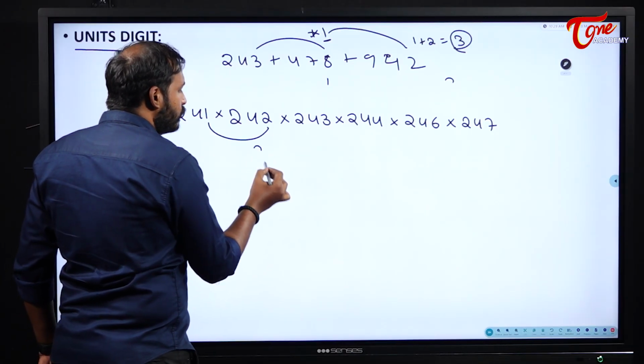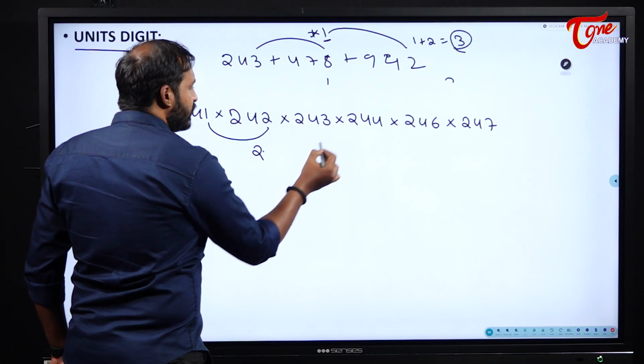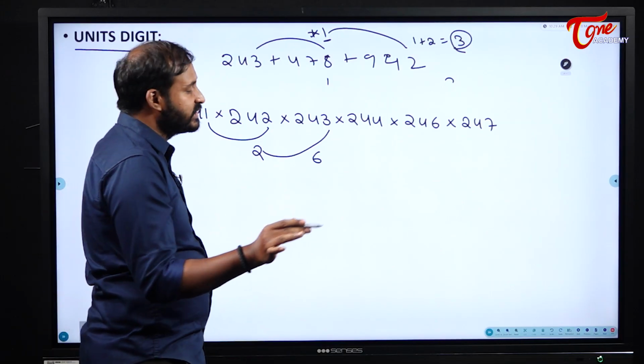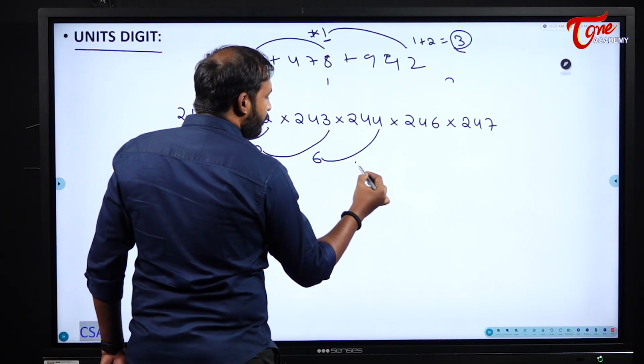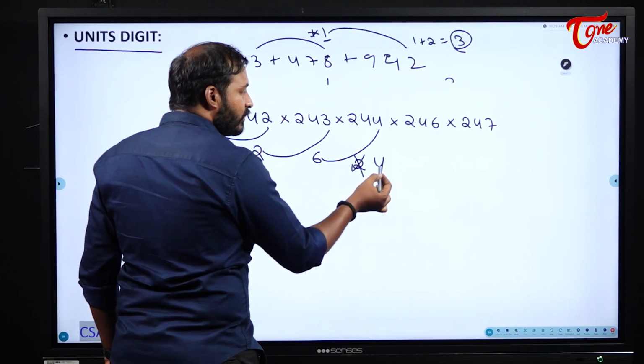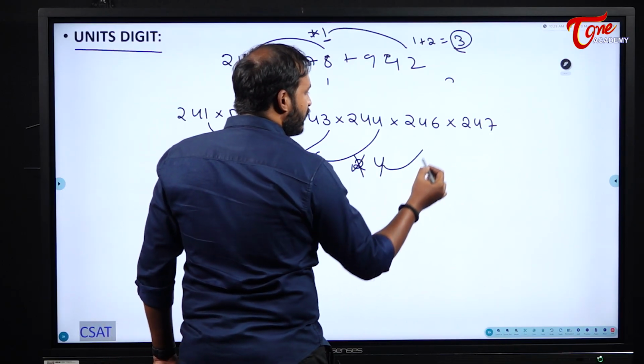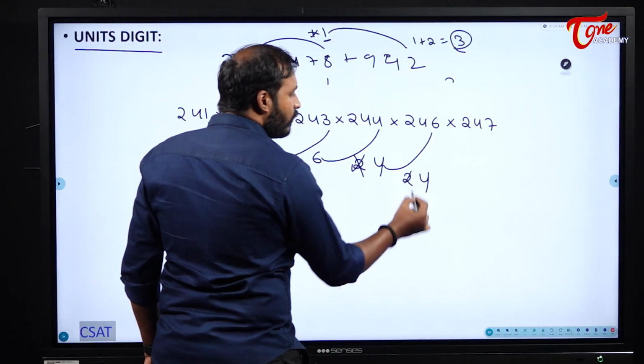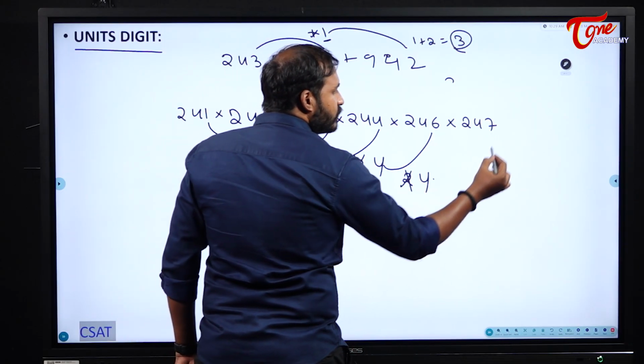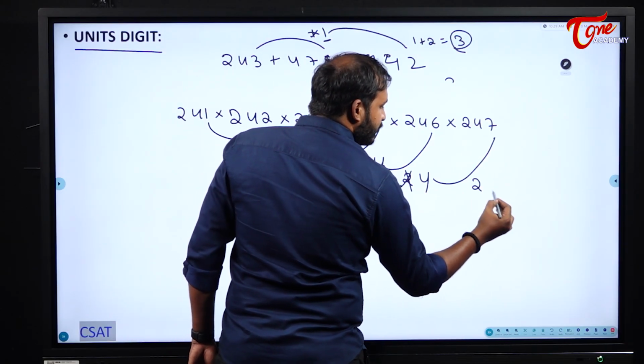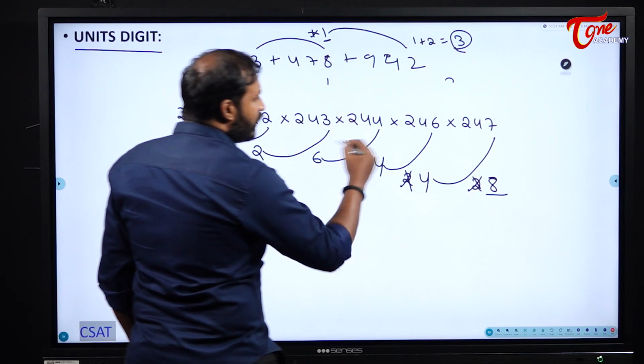1 2s are 2, unit digit is also 2, 2 3s are 6, unit digit is also 6, 6 4s are 24. I will not bother about 2, I will go forward with 4, 4 6s are 24. Once again I will not bother about this 2, I will go with 4, 4 7s are 28. So my units digit for this product will become what?